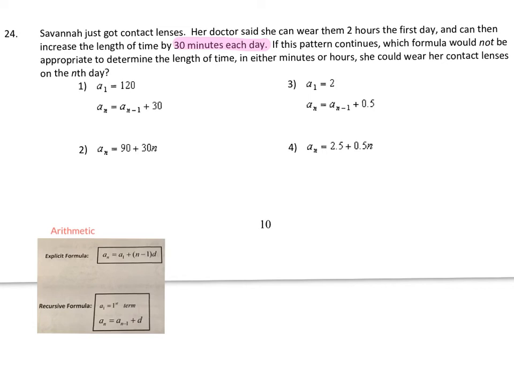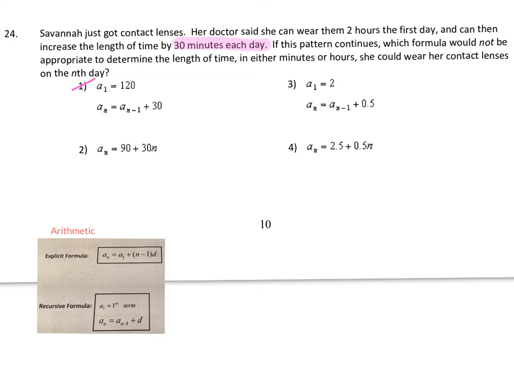So choice 1 says a sub 1 is equal to 120. Now, she can wear them for 2 hours on the first day. So if we take that 2 hours and convert it to minutes, 2 times 60 would be 120. So this is good when it's in terms of minutes. Then, if we follow our formula, a sub n is equal to the previous term, which is what this says, plus d, which is an increase of 30 minutes each day. So this is perfect. This is the recursive formula when written in terms of minutes. So this one works, so it's not our answer.